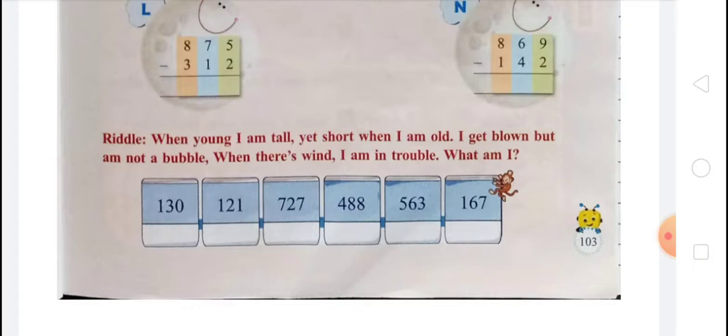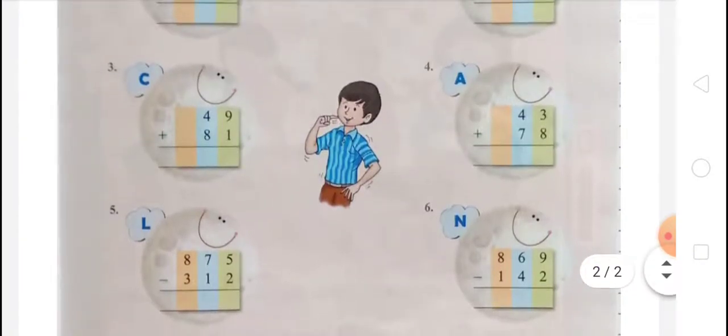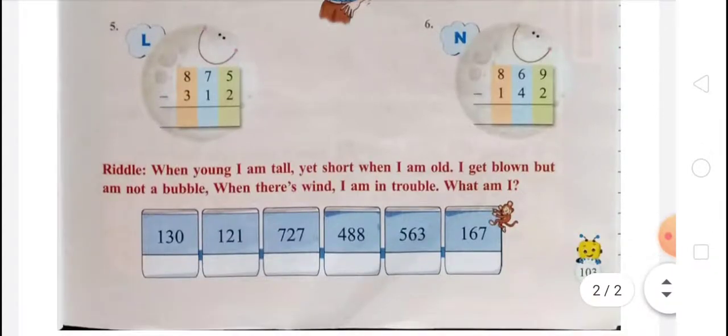So look, for 130 the letter is C. You can see on the upper side. For 121 the letter is A, for 727 the letter is N, for 428 the letter is G, for 563 the letter is L, and for 167 the letter is E. So that is candle, C-A-N-D-L-E.